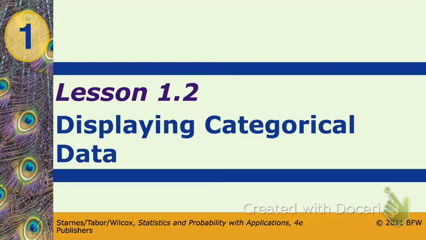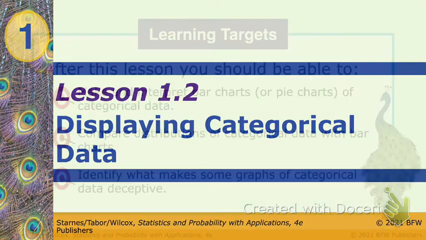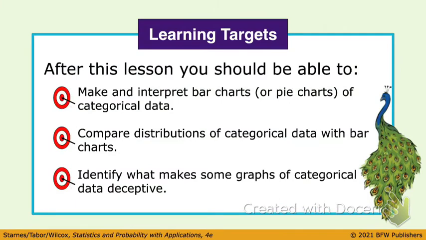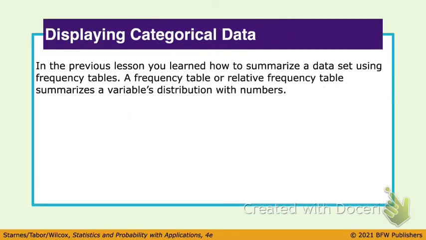So, displaying categorical data. After this lesson, you should be able to make and interpret a bar chart or a pie chart, compare distributions of categorical data with charts, and identify what makes some graphs of categorical data deceptive. We're going to talk about how to be deceptive today.